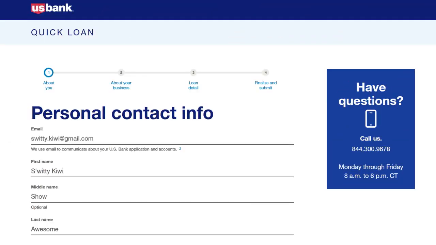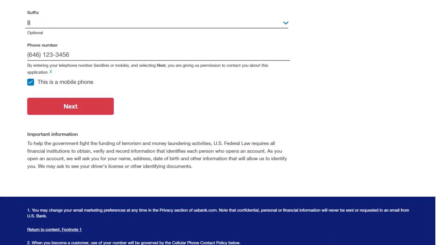Click next. So after you do that, US Bank wants to have a clear idea of whom they're dealing with. So personal information, personal contact. Here you want to put your first name, your email, your first name and last name. If you have a middle name, put that in there. And now they want to have an idea about your phone number. If this is a mobile phone, specify that.